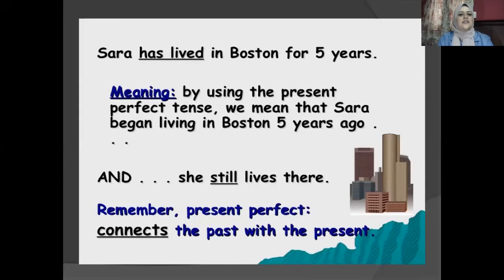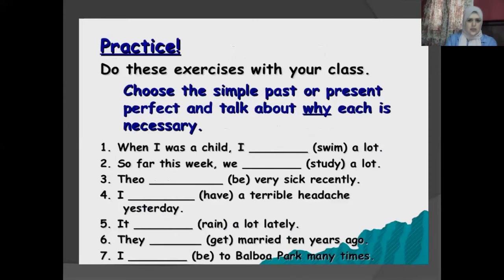The second one, using the present perfect, means that Sarah began living in Boston 5 years ago. She's still there in Boston. Okay? Now, before going to our examples, if anyone doesn't understand, just send a message on the chat and I will answer your question. Let's go to the exercise.